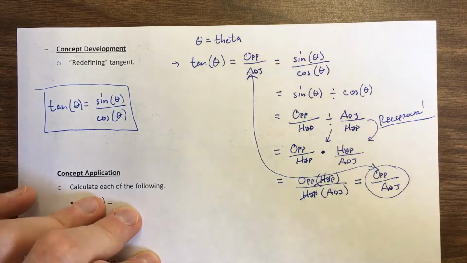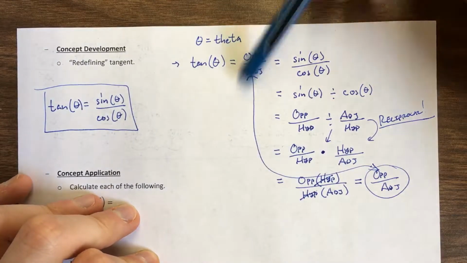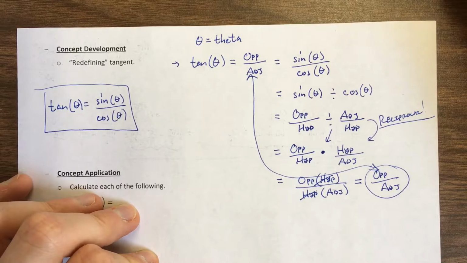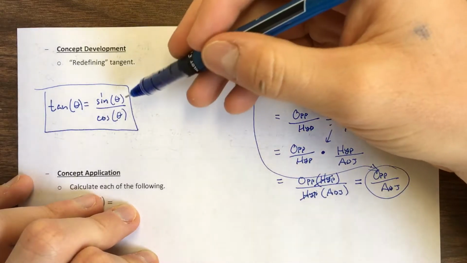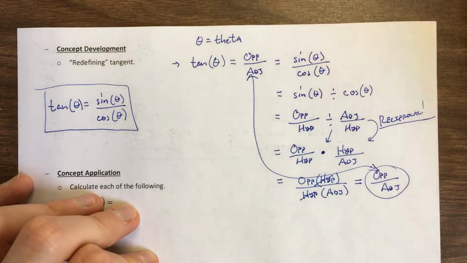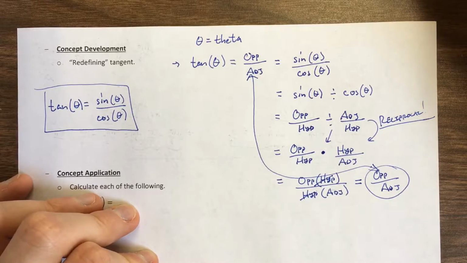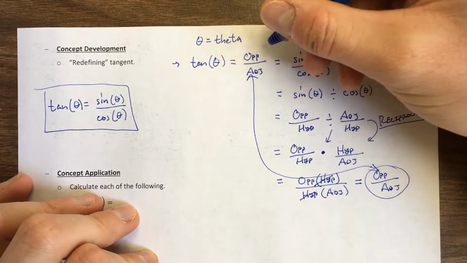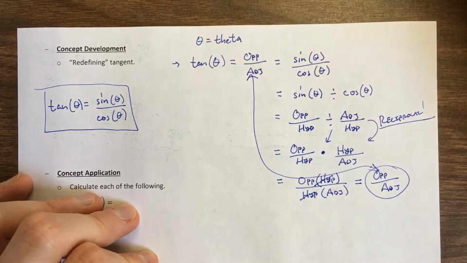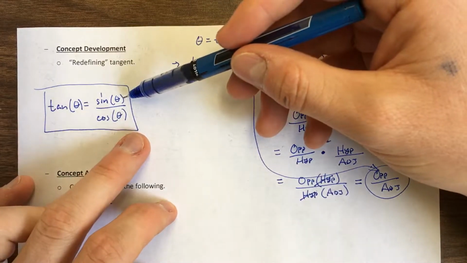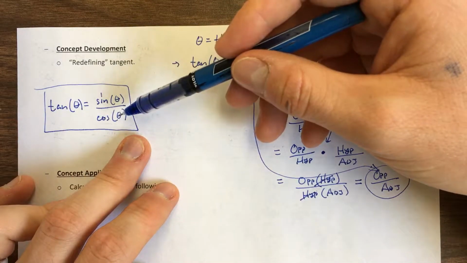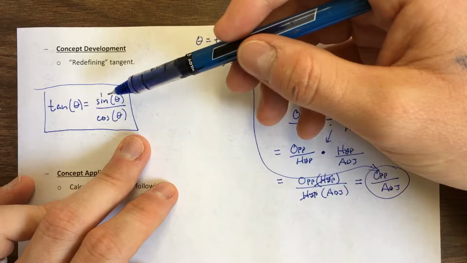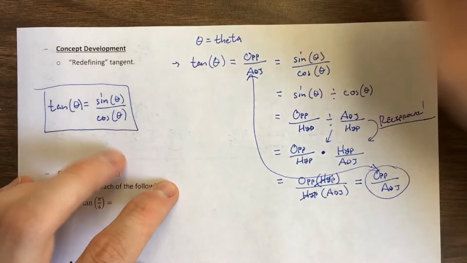Now, in the last video, at the end, we saw that here we can redefine tangent and let that be just sine divided by cosine, or sine over cosine. That's really helpful because instead of dealing with opposite over adjacent, where we have to draw a triangle every time, we can use our unit circle to find sine and cosine, divide those two values, simplify, and that's going to give us tangent.